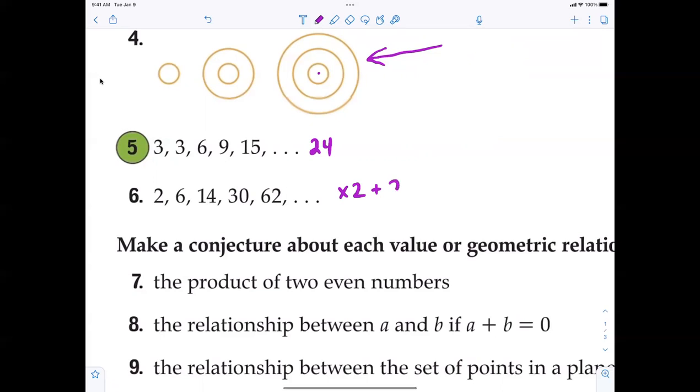Add 2. Right? 2 times 2 is 4 plus 2 is 6. 6 times 2 is 12 plus 2 is 14. Everybody's good now? So then the next term would be, yeah, 126. All right. For some reason, that's just hard for kids. You know what I mean? You just have to mess around until you get to it. All right.